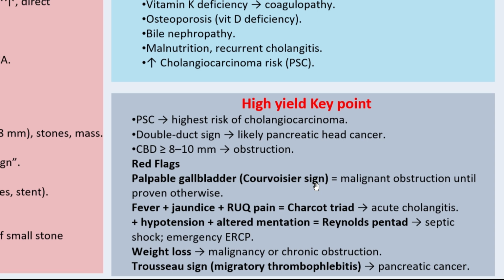Fever plus jaundice plus right upper quadrant pain, that's a Charcot triad, acute cholangitis. When you add hypotension and altered mental status, that is Reynolds' pentad. When you have weight loss, think malignancy or chronic obstruction. When you have Trousseau's sign, that is migratory thrombophlebitis, think pancreatic cancer.